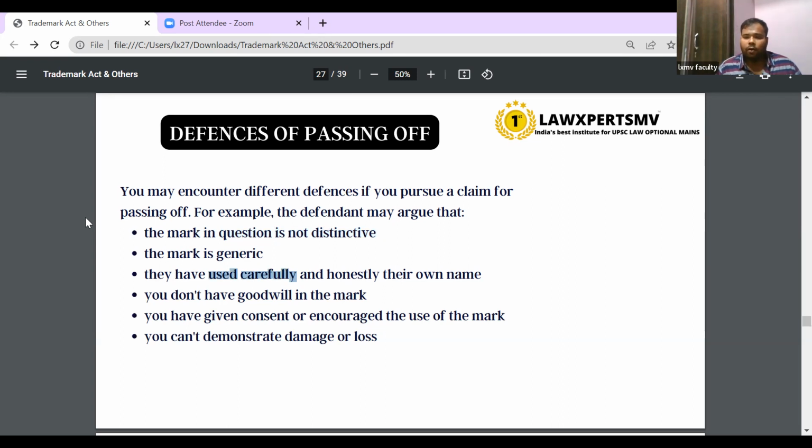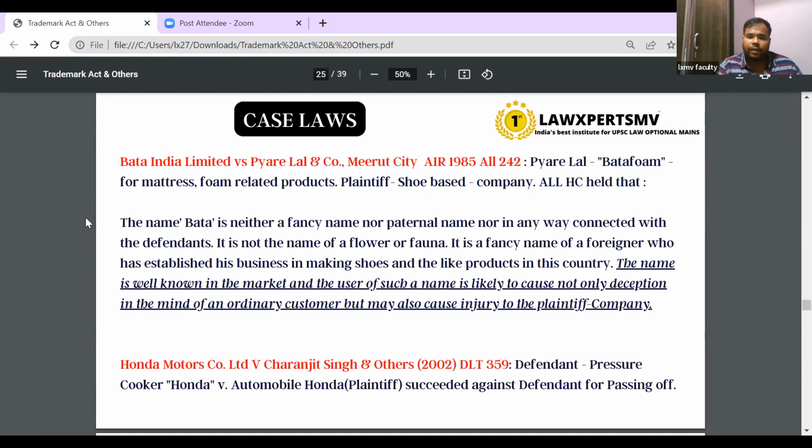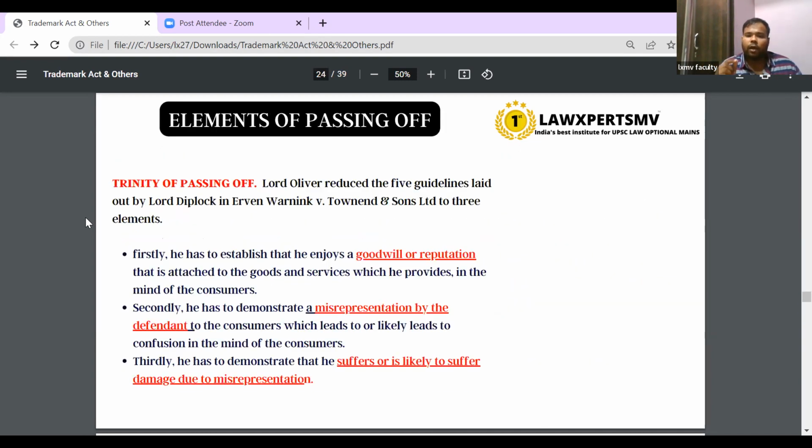So we have seen this Gonaka case wherein two schools were using the surname Gonaka in their school name, and they had their genuine reasons for using it. So in that case also, it can be a good defense for you, and you don't have a goodwill. So with respect to passing off, the first element is that this particular person has to have some goodwill or reputation in his business so that he can sue another person for passing off. If his business itself doesn't have any goodwill or reputation over that particular product, then he cannot succeed in his attempt of passing off. This is one of the defenses.